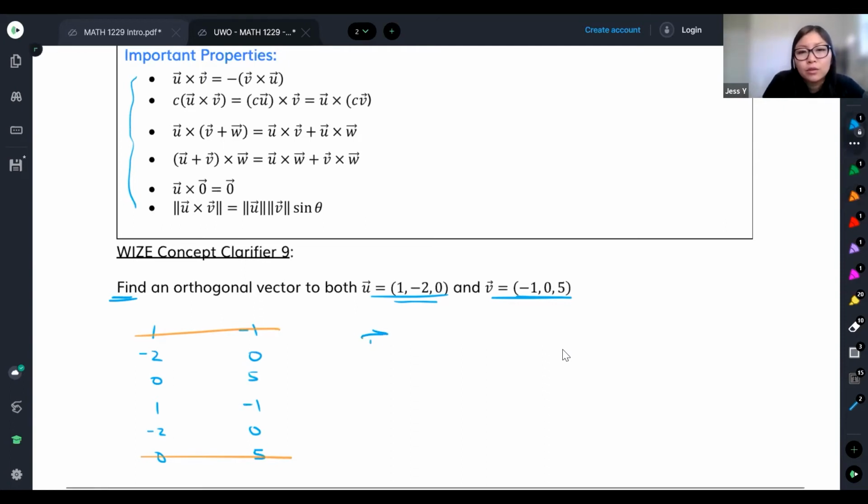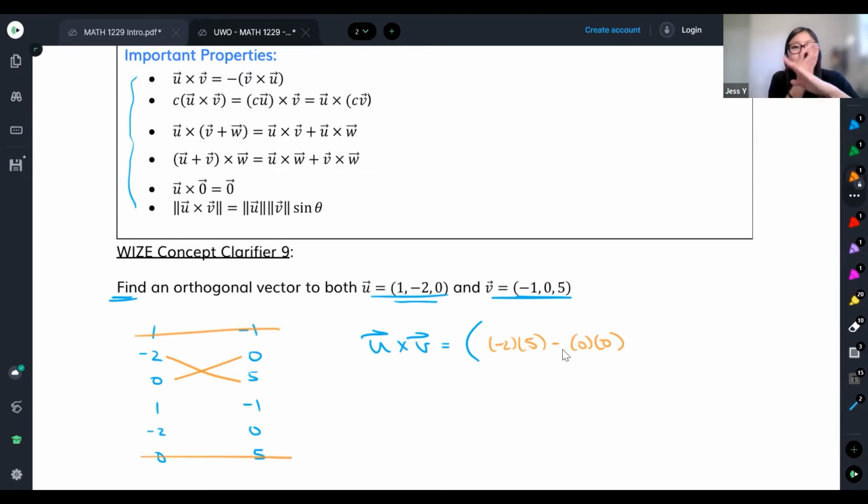So u cross v is going to equal the first component, the first number, is going to be our -2 times 5 minus 0 times 0. So that's our first pair of lacing, right? Crisscross, like tying your shoelace. And then the second number, do the same thing. 0 times -1 minus 1 times 5.